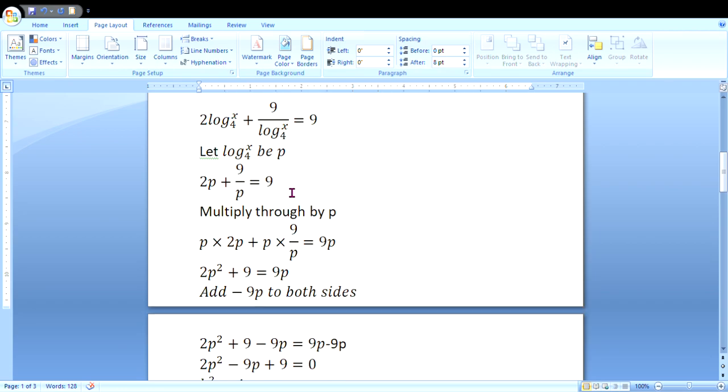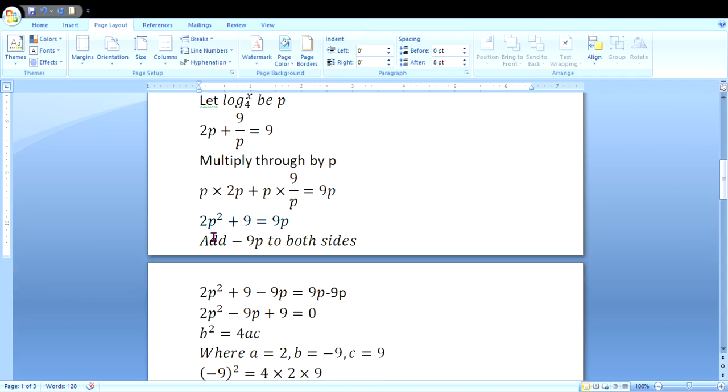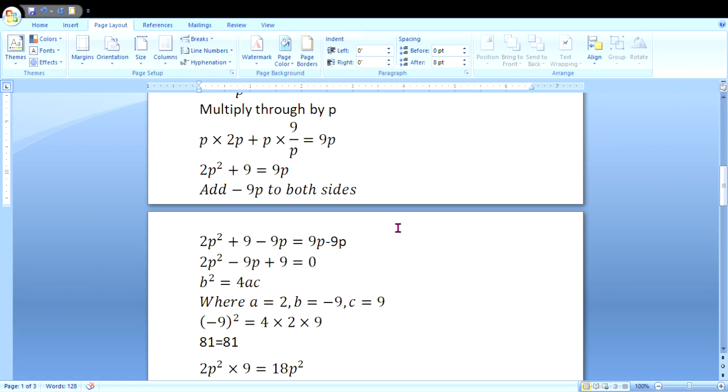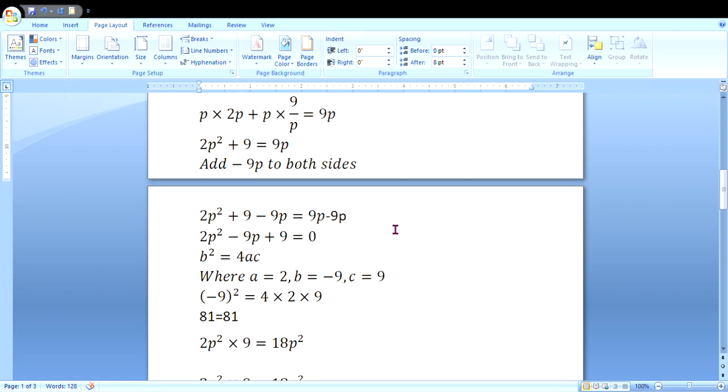This is a fraction, so we need to clear it by multiplying through by p. So we have p times 2p plus p times 9 over p is equal to 9 times p. This becomes 2p squared plus 9 is equal to 9p. Here we need to move 9p to the left hand side. All we need to do is add minus 9p to both sides, and this equation becomes 2p squared plus 9 minus 9p equals 9p minus 9p. So this becomes 2p squared minus 9p plus 9 equals 0.